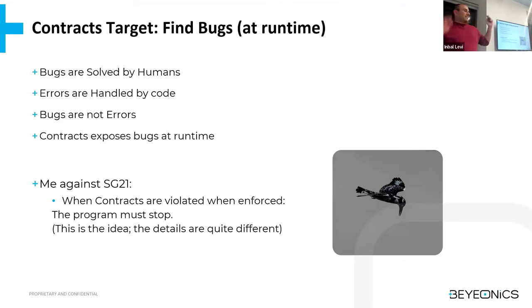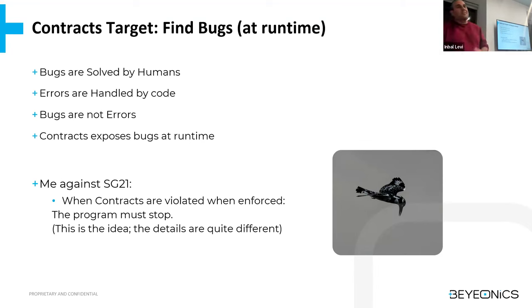Okay, so contracts, the only target of contracts is to find bugs at runtime. You don't get any shiny feature to do things fast. You don't get anything to make your code look prettier. It's just a new tool to help you find bugs during runtime. That's all the feature does for you. And if you have no bugs in your code, like me, you can go listen to another talk, because the entire target of this facility is to find bugs.